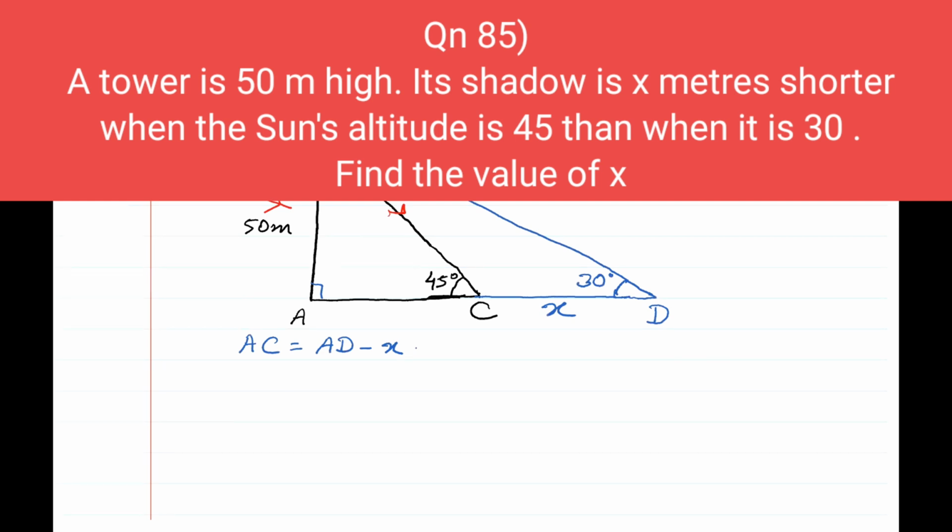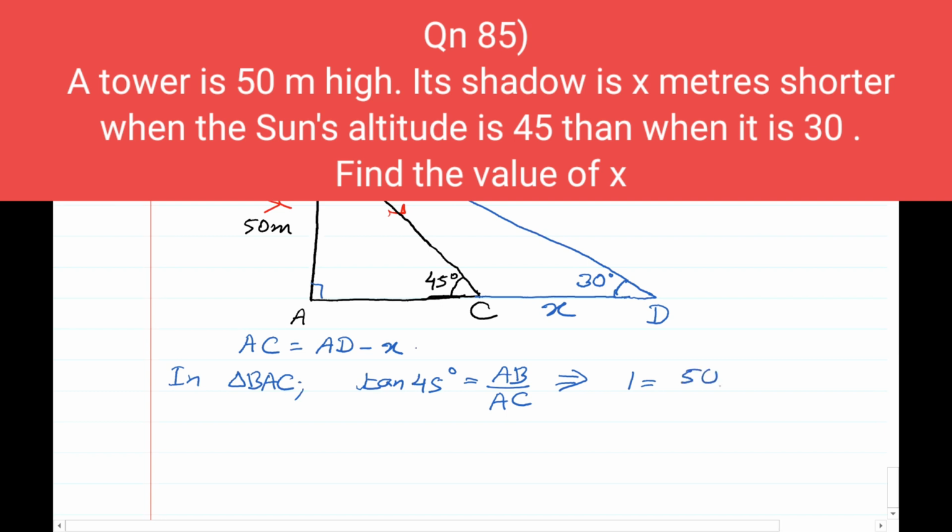First of all, we take the triangle BAC. In triangle BAC, we have tan 45 degrees is equal to AB upon AC. Tan 45 is 1. So 1 is equal to 50 upon AC. So AC is 50 meters. We got AC is 50 meters.